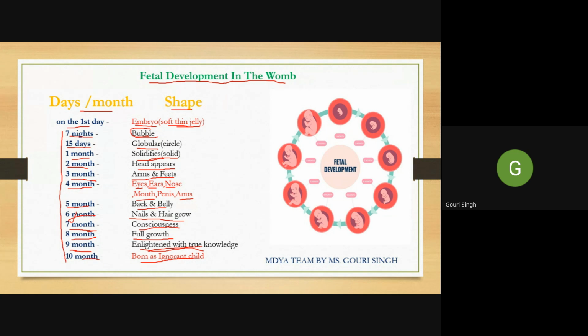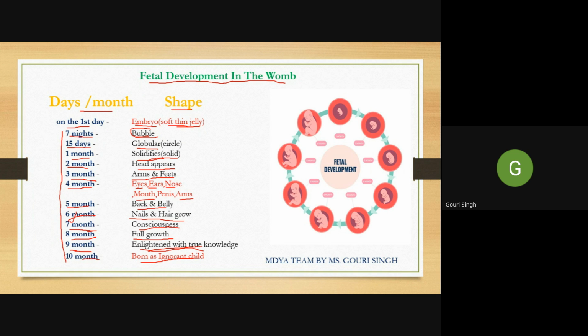But whenever he gets that human body, immediately he forgets whatever true knowledge he had, and again he is born as the ignorant child. Ignorant means that baby does not know who the supreme one is, why I have come, or what is the purpose of this birth. He or she doesn't know.